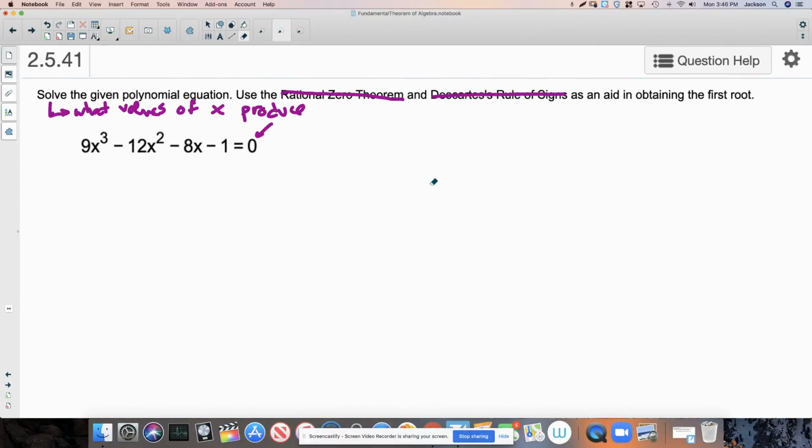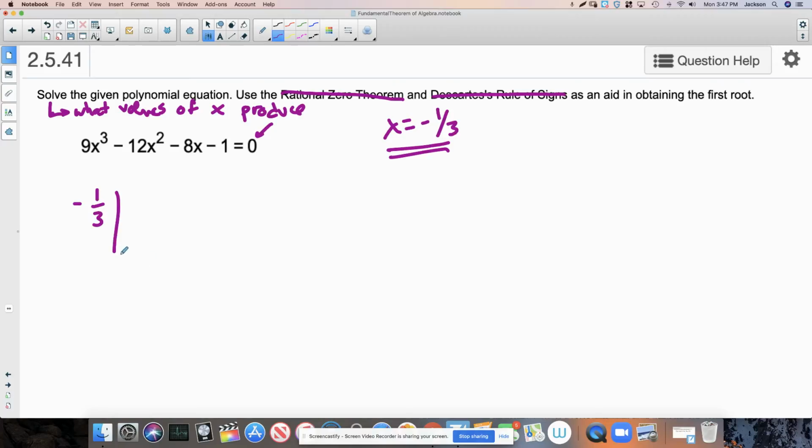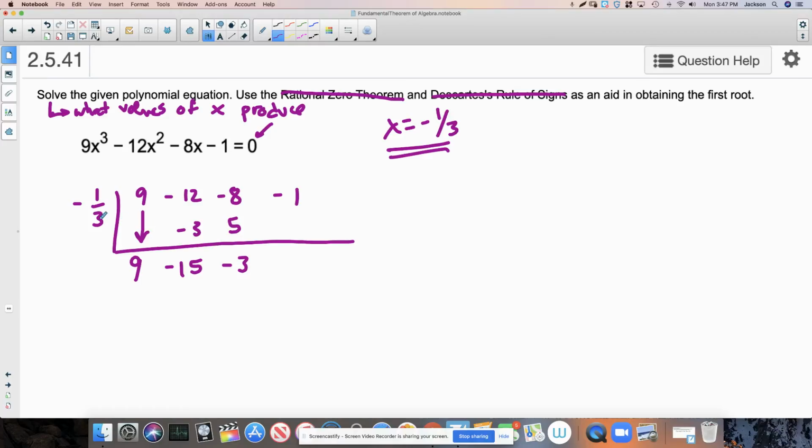So we take the zero that we know, and we say, okay, one of our zeros is x equals negative 1/3. Now that we have a zero, I'm going to do synthetic division with it. I'm going to take that number and I'm going to synthetically divide this polynomial by that number. The 9 comes down. Negative 1/3 times 9 is negative 3. Add, we get negative 15. Negative 1/3 times negative 15 is positive 5. Add, we get negative 3. Negative 1/3 times negative 3 is positive 1. Add, we get a 0, just as we expected.